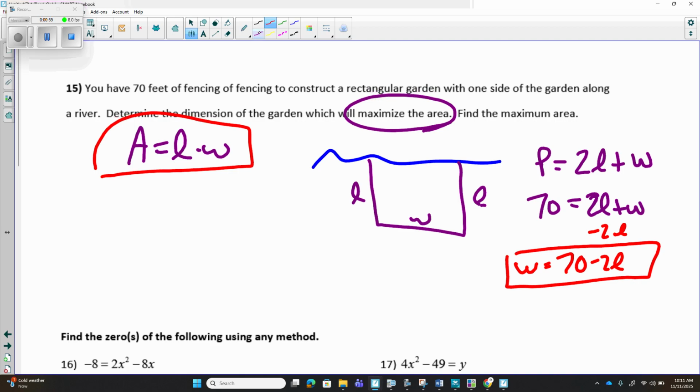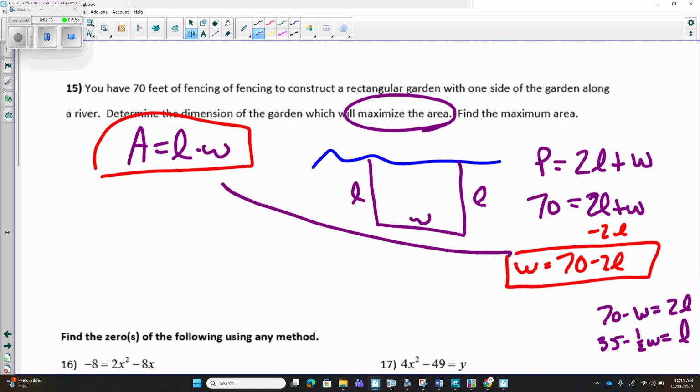Now, if you solve for L, you would have gotten 70 minus W equals 2L, and then you can divide by 2 and get 35 minus 1/2 W is equal to L. You could do it that way if you want to. But I'm going to do what's in red. All right, I'm going to plug in W into that.